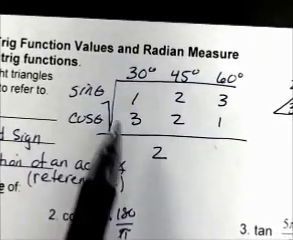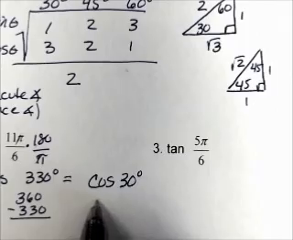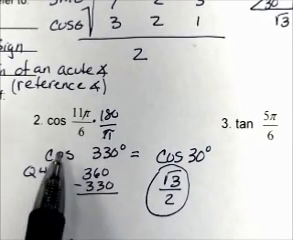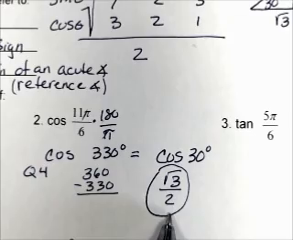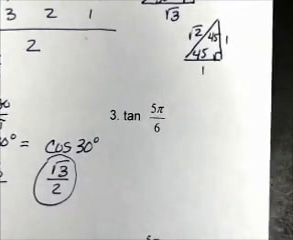Cosine of 30 degrees is square root of 3 over 2. So this is our exact value. So the cosine of 11 pi over 6 radians has an exact value of square root of 3 over 2.